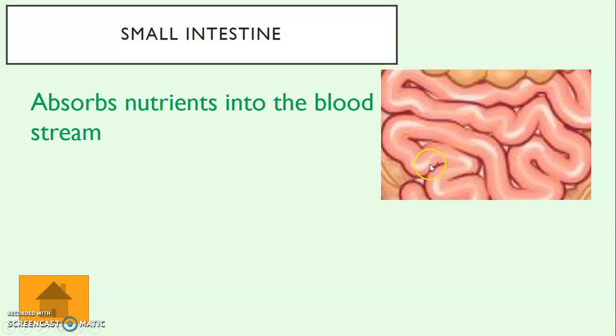The small intestine is also really long. If you were to take an adult small intestine and lay it out, it would be about 6 meters. So as it passes all the way through, then it's absorbing all of the nutrients into the bloodstream.